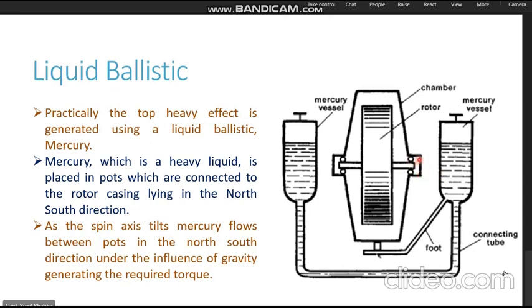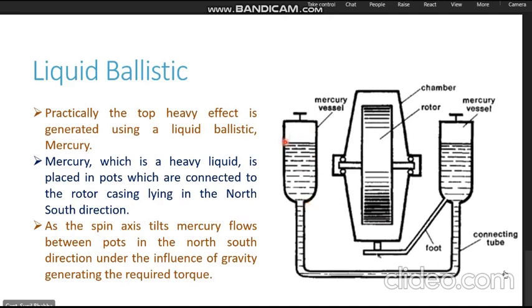So this is the north end. Let us say the north end is tilted upwards. If the north end is tilted upwards, this is the north port. The north port is also going to go up because it is rigidly connected with the casing. The north port will go up and the south port is going to go down. Now when the north port goes up and the south port goes down, mercury will start to flow from the north port, which is upward, to the south port, which is downwards. That's because of gravity. So when the north end of the spin axis is tilted up, mercury starts to flow towards the south port, which is at the bottom.